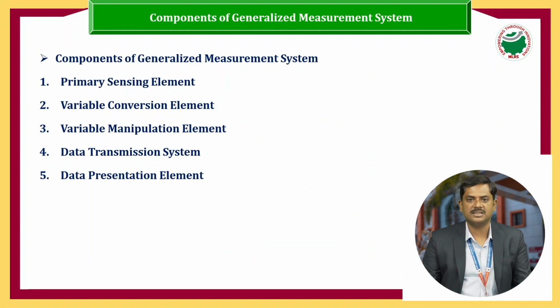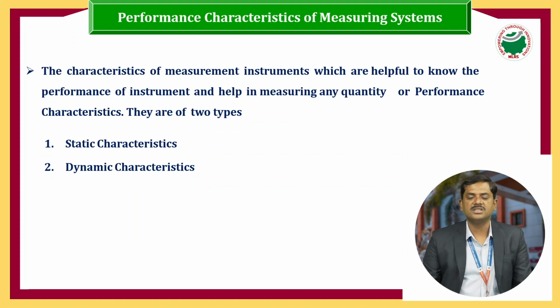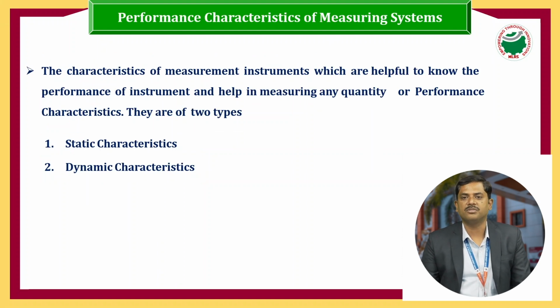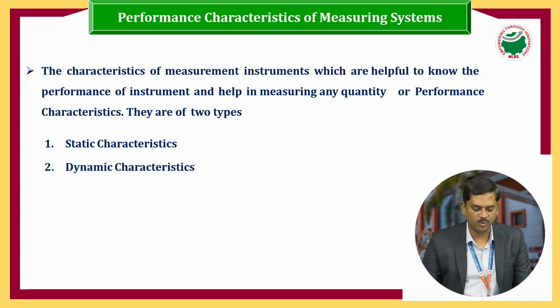So as I just now discussed, the basic block elements of the measuring systems are the primary sensing element, the variable conversion element, the variable manipulation element, the data transmission element, the data storage element, which is optional in the block diagram, and last is the data presentation element. This is about the basic block diagram of the measuring system for any system that we take.